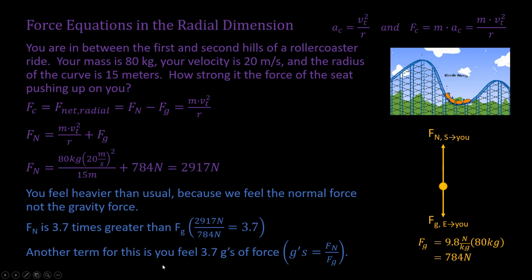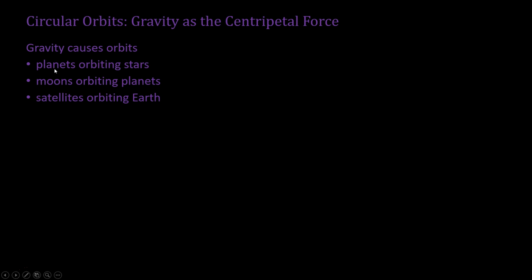Let's move on and take a look at circular orbits, because in circular orbits, gravity acts as the centripetal force. So gravity causes orbits. It causes the planets to orbit stars. It causes the moons to orbit planets. And it also causes satellites to orbit Earth.